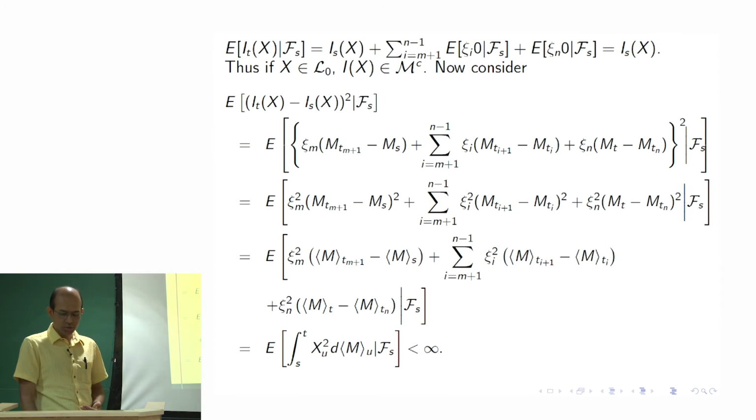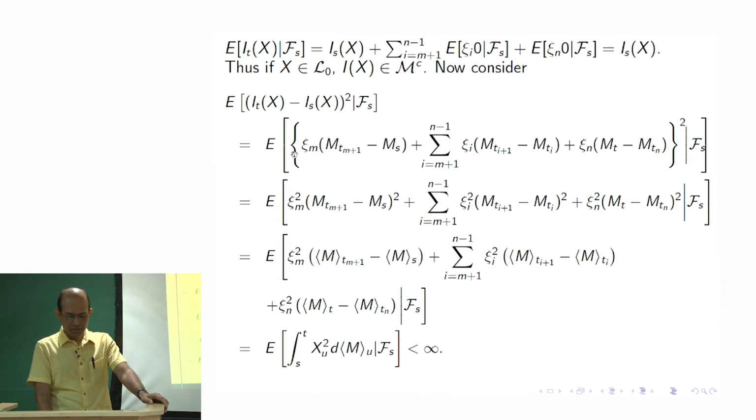We need to just show that it is also square integrable. That means the expectation of (I_t(X) minus I_s(X)) whole square is finite. So, the conditional expectation of (I_t(X) minus I_s(X)) whole square given F_s, we are again writing in the earlier way, using the definition. Since this is a difference, the part from 0 to s would be 0. So I am just going to have the s to t part.